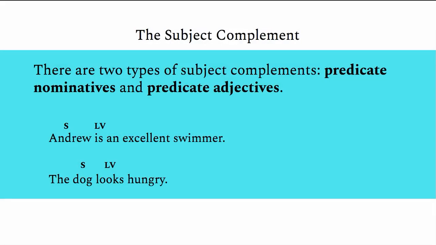There are two main types of subject complements, predicate nominatives and predicate adjectives. So let's take a look at the same two sentences. Andrew is an excellent swimmer. We already identified swimmer as the complement. Now we just need to determine if it's a predicate nominative or a predicate adjective. And that's really straightforward. Is the word you're talking about a noun or an adjective? In this sentence, swimmer is a noun, which makes it a predicate nominative. The dog looks hungry. Here we identified hungry as the complement. Is hungry a noun or an adjective? It's an adjective, which makes it a predicate adjective.